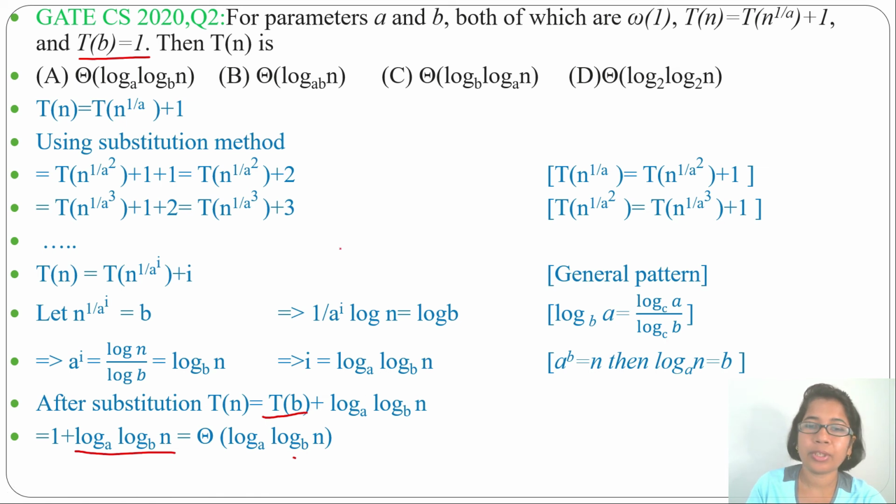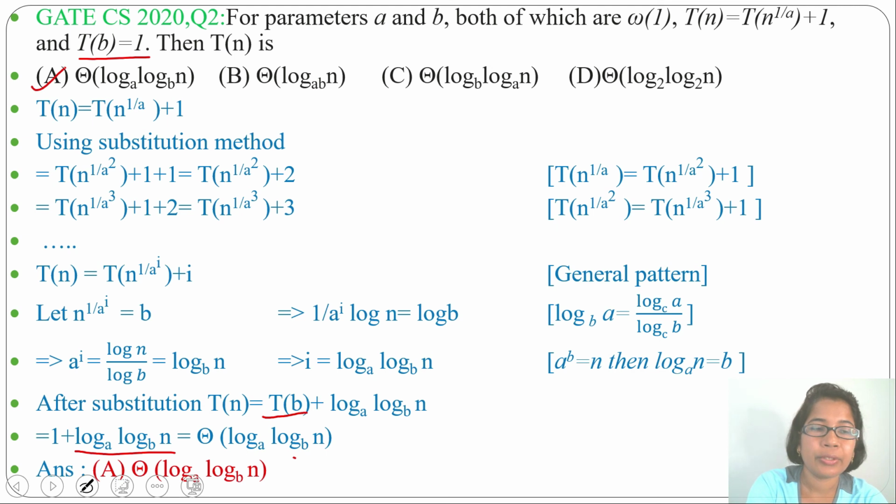Now check in which option it is present. It's present in option A. So the answer will be theta of log base a of log n base b. If you see, option C is similar to it, but here the bases are different. The bases are interchanged, and if the bases are interchanged, the value will be different. This is wrong. So the answer will be option A.